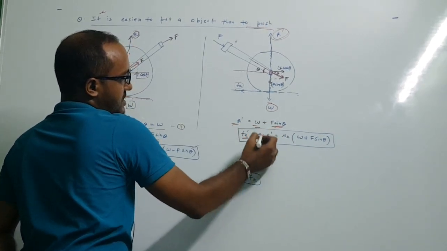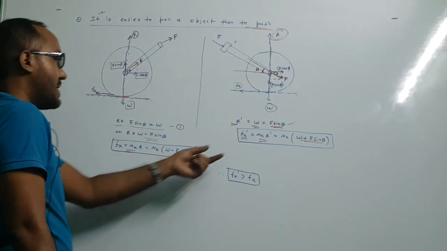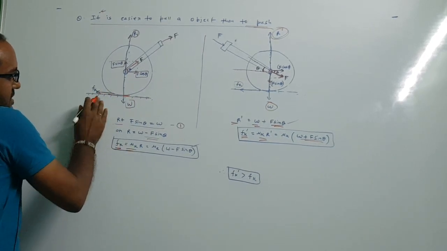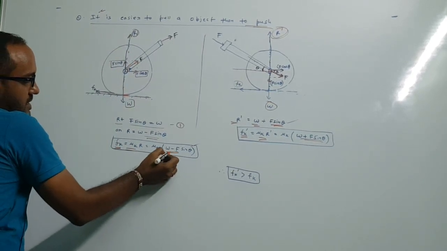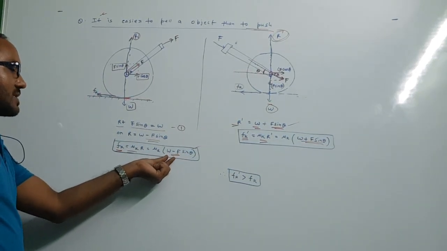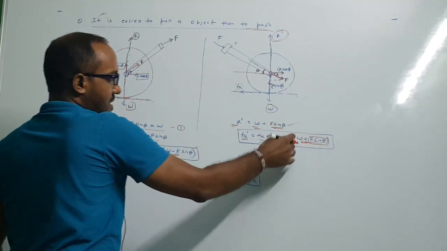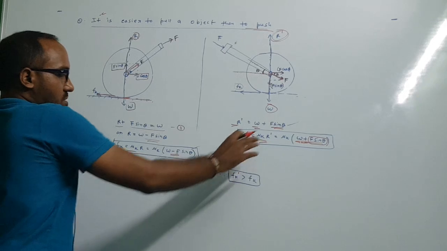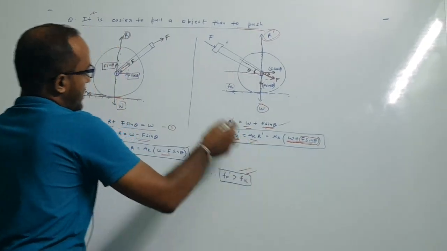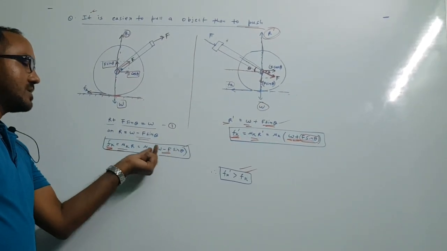Now Fk prime, let us say, is mu k into R prime, and we know R prime is W plus F sin theta. So in the final expression, if you compare the frictional force, that is the opposing force, where you are pulling the object, there is a W minus F sin theta component. That means the F sin theta component is deducted from the net weight, and in this case the F sin theta component is added to the net weight. So this Fk prime will be larger than this Fk. Hence it is proved that it is easier to pull the object because here the F sin theta component is deducted.